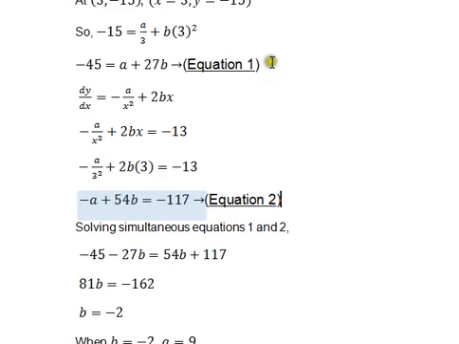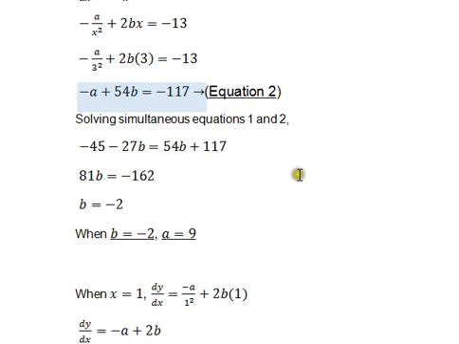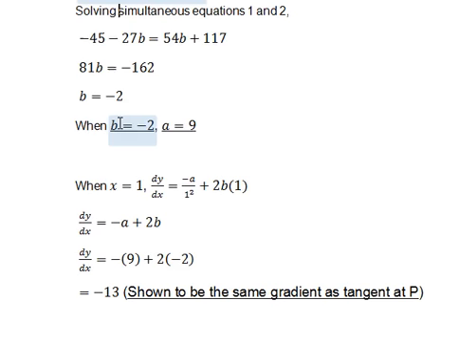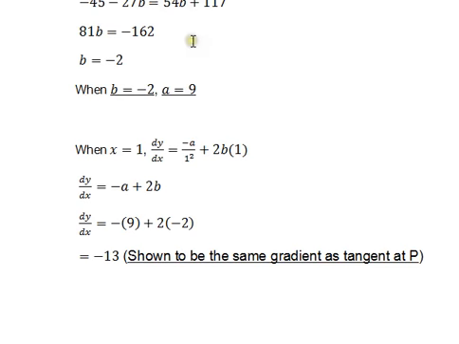So from these two equations, by solving simultaneously, we will obtain our values of a and b. And here we go. Solving equations 1 and 2 together, we obtain b is equal to negative 2 and a is equal to 9.